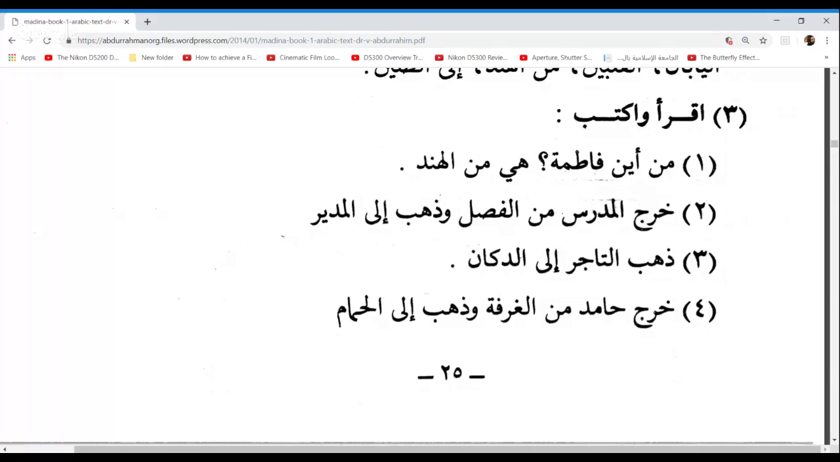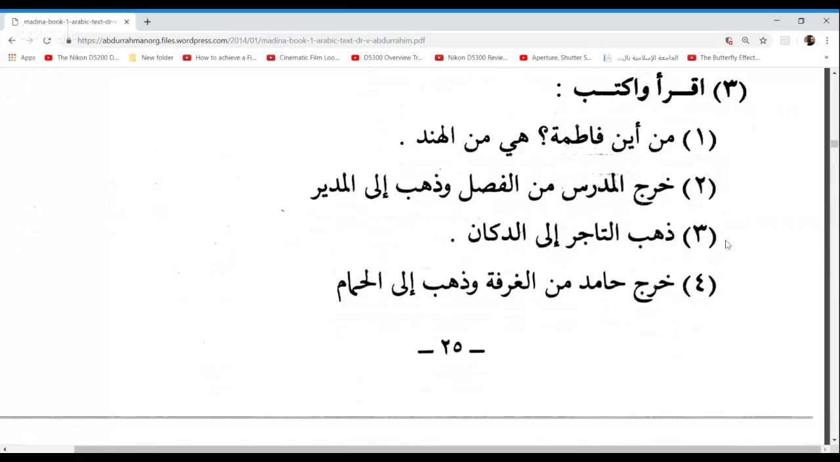خرج المدرس من الفصل وذهب إلى المدير. So the teacher exited from the classroom. Is that right? Yes, correct. Keep going. He went to the head teacher. Did you say she went? He went. Okay. So خرج المدرس, the teacher went out من الفصل from the classroom وذهب إلى المدير and went to the manager. Very good. Go ahead, Yusuf.